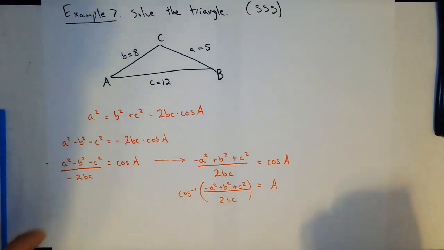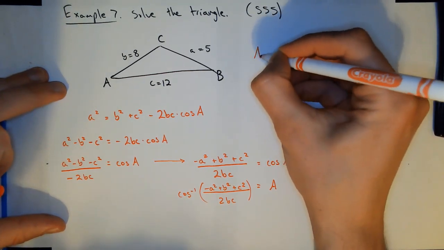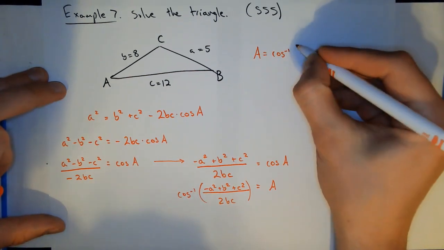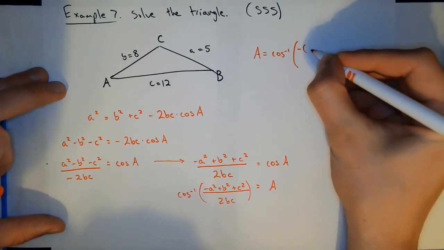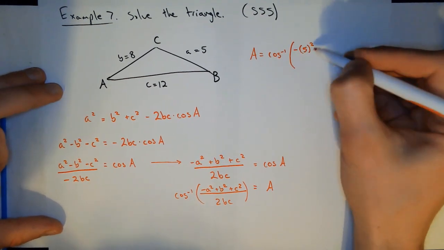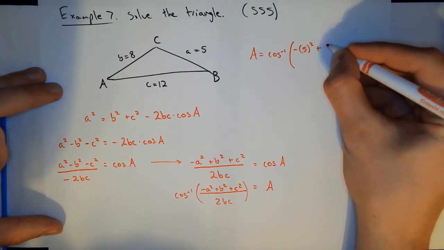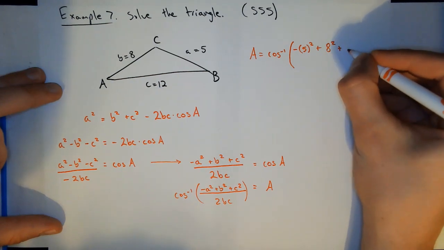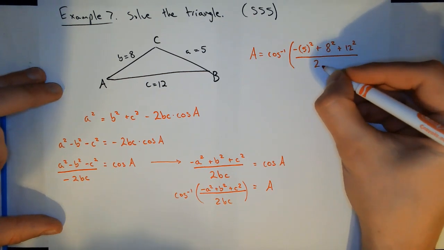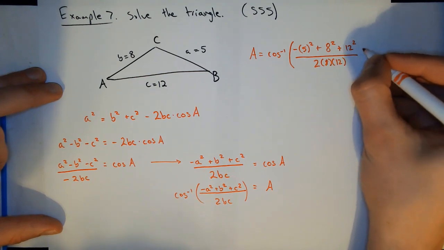So now I will use this space over here. A is going to be equal to cosine inverse of negative, and a is 5. And remember, the negative's on the outside of the square, so it will be negative 25. And then plus, now I don't need parentheses here. There's no minus signs, I'm not worried about dropping a negative or anything. It's all positive for these two. And then 2 times 8 times 12. There we go. That's it.